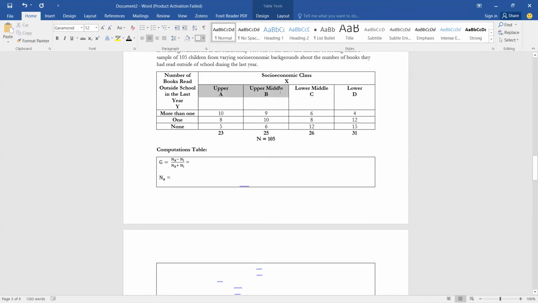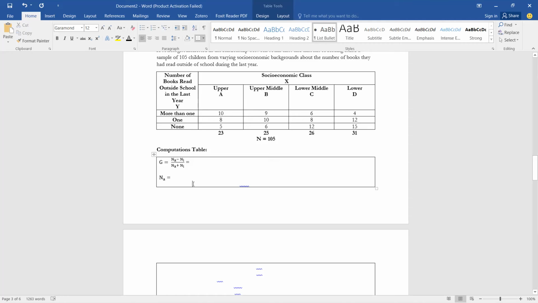Notice how variable X classifications are arranged and variable Y classifications are arranged. They are arranged in a decreasing order. Meaning, the first one listed here is the highest in terms of classification or order, followed by the next highest, then the next, and the lowest. Same here. This one presumes more than one book was read, this one is just one, and this one is none. So you have to arrange your X and Y classifications in that order, in a decreasing order.